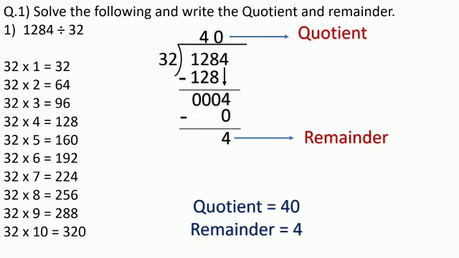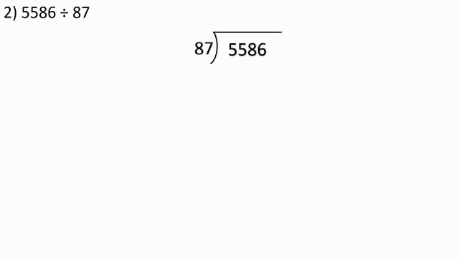Now let us see the next one. Next one is 5586 divided by 87. So the very first step you all have to do is, what do you have to do? You have to first write the table of 87. So now let us see the table of 87.